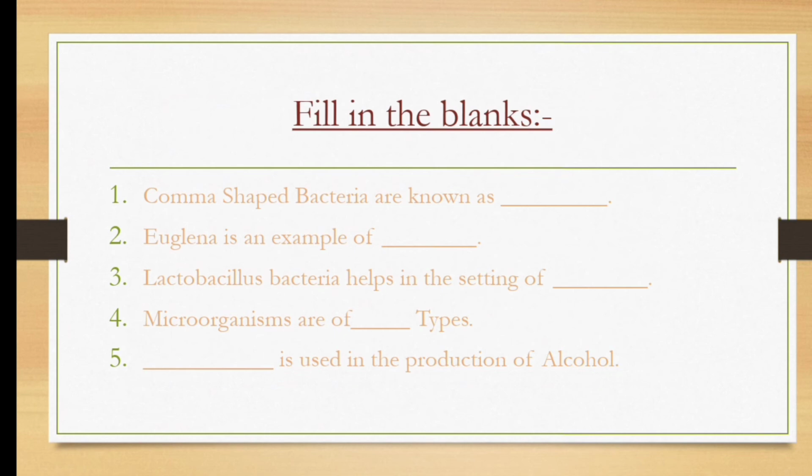Second is Euglena. Euglena is an example of what? This I discussed in the topic protozoa. Protozoa, as we have learned, is an animal-like organism, and the examples of protozoa are amoeba, paramecium, and euglena. So the answer of this question, Euglena is an example of dash, would be protozoa.